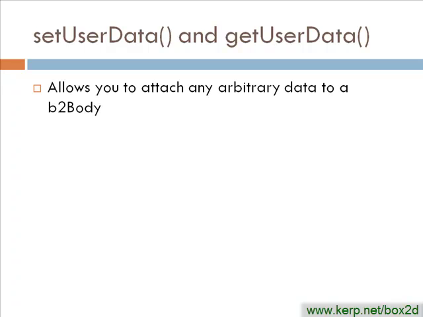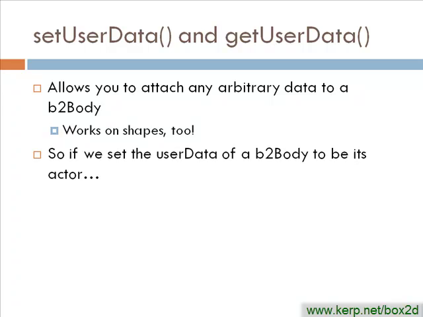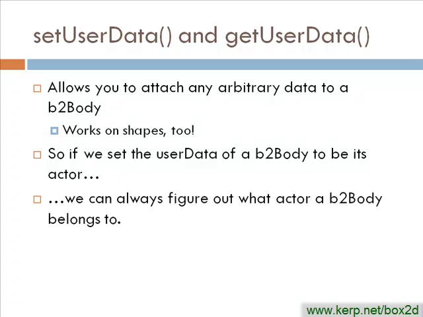These functions basically allow us to attach any arbitrary data we want to a b2Body. It lets you set any variable of any type, whether it's an object, an array, or a string, and attach that to a b2Body. It turns out shapes also have the setUserData and getUserData functions. So if we were to set the user data of a b2Body to be its actor, then we can always figure out what actor a b2Body belongs to. And so I'm going to show you that right now.